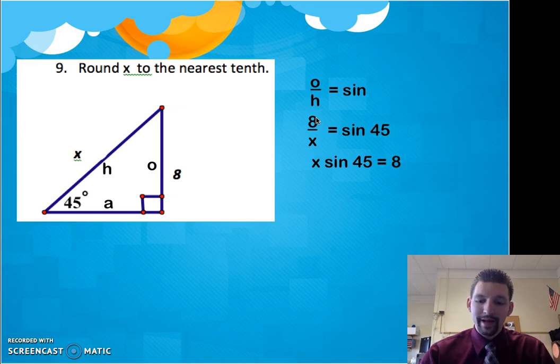And now I could plug sine 45 into my calculator and get a really long decimal. And if you want to do that, that makes you more comfortable, you can. You just have to write out a really long decimal and then divide by it. Otherwise, you can just divide by the sine of 45 and put this whole piece into your calculator. 8 divided by sine 45, and then round it to the nearest tenth to get 11.3. So again, similar to number 7, but a little bit trickier.